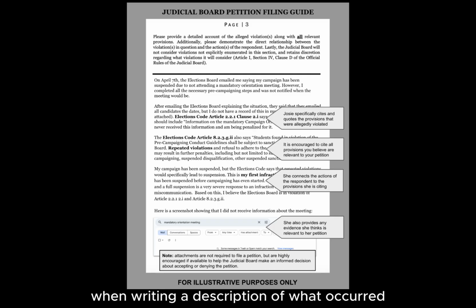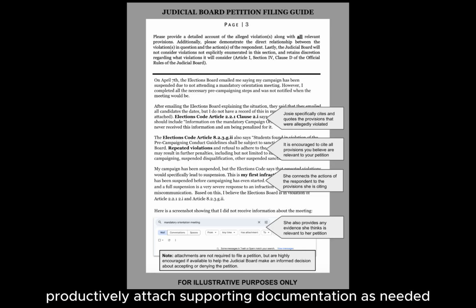When writing a description of what occurred, make sure to be detailed. Include dates, times, relevant persons, and any information that you think the Judicial Board should know about your case. Your explanation should give us an accurate picture of what happened. Please avoid vague descriptions. This section allows us to discuss your case productively.